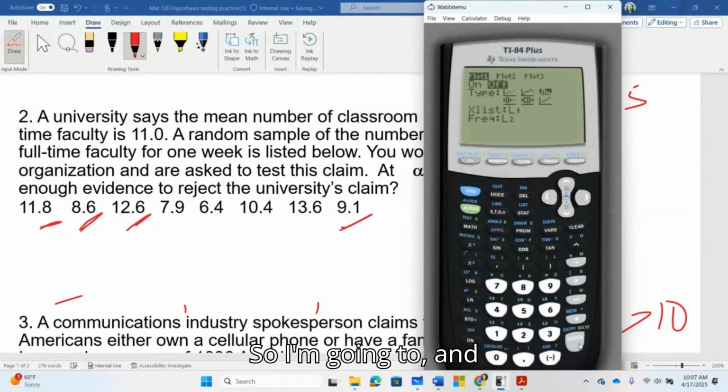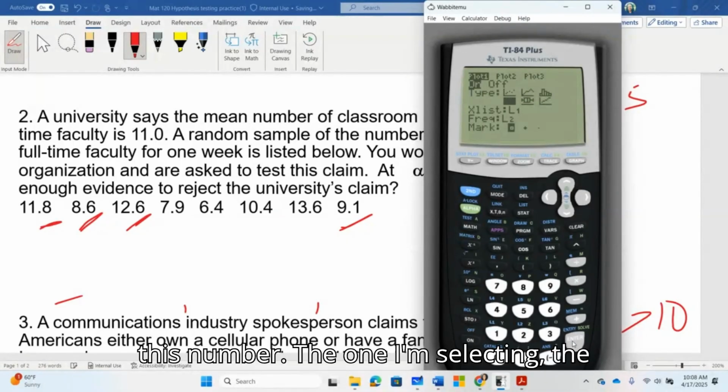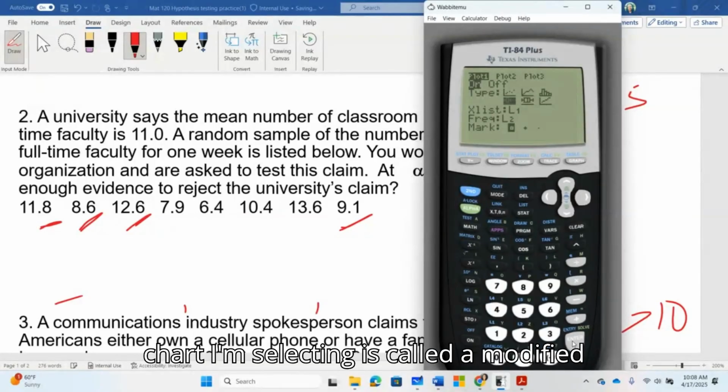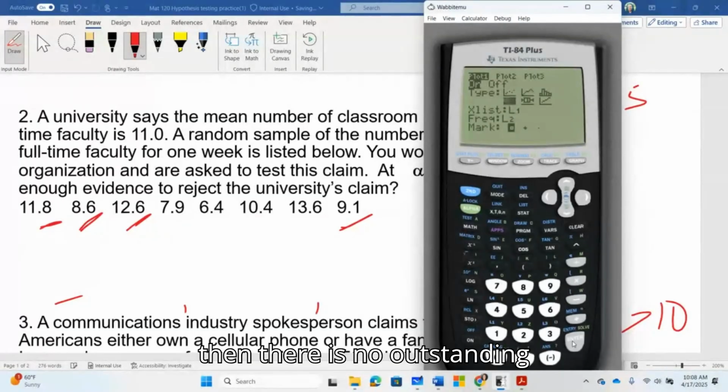So I'm going to turn this on. Now I am selecting this chart, which is called a modified box plot. A modified box plot is used to detect outliers. What does it mean? It means that if I graph this raw sample data and the modified box plot connects all of them, then there is no outstanding outlier. That is what I do whenever I'm given raw data to do inference. Whenever I'm using raw data to do inference, I must check the data to see that it does not have an outlier. So that's what I'm going to check now.